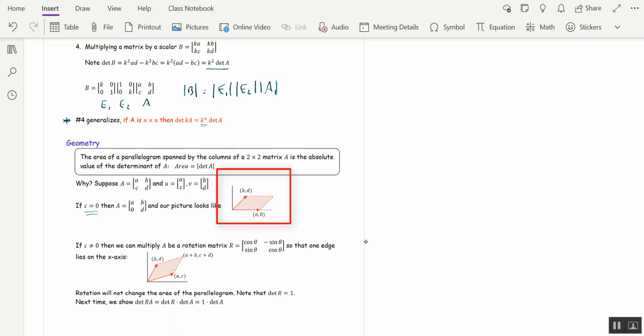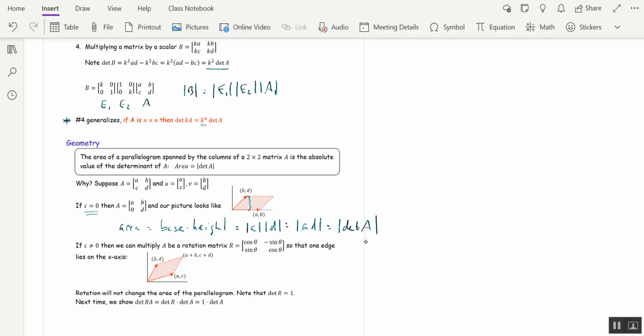Now, I've drawn the picture in quadrant 1, but remember, A could be negative, D could be negative, so this parallelogram could lie in any quadrant. Let's look at the area of this parallelogram. It's going to be the base times the height. The base is simply the absolute value of A, and the height is the absolute value of D. Well, that's the absolute value of A times D, which indeed is the absolute value of the determinant of A.